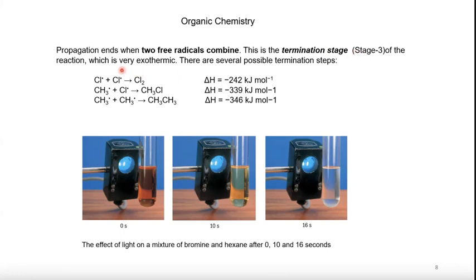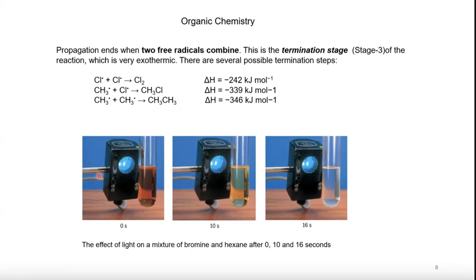And there are many different ways of termination stage, and these are exothermic reactions. We see that the other one was an endothermic reaction, but this is an exothermic reaction. Here, two chlorine radicals mixed together form a chlorine molecule. Similarly, a methyl radical and a chlorine radical form methyl chloride. Also, two methyl radicals form ethane. So this is how we see the termination stage.